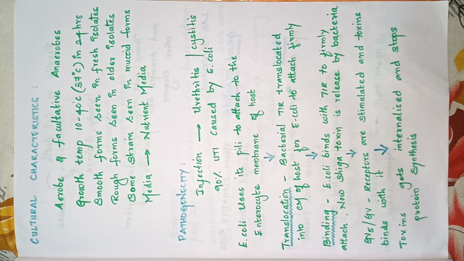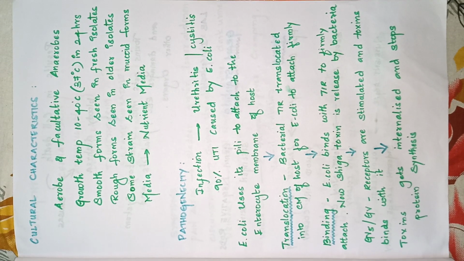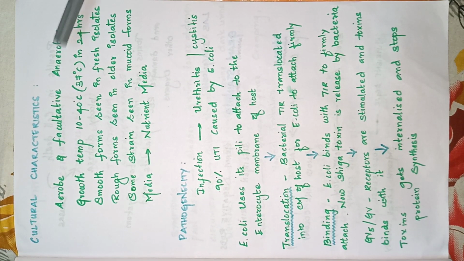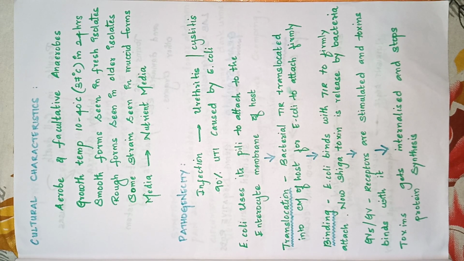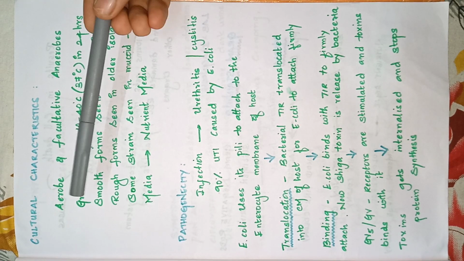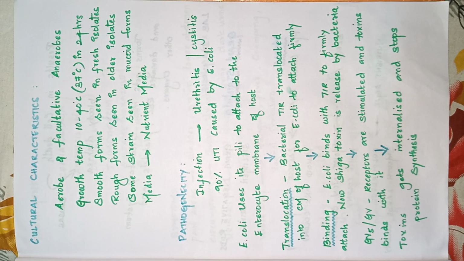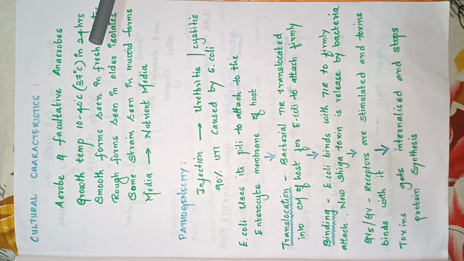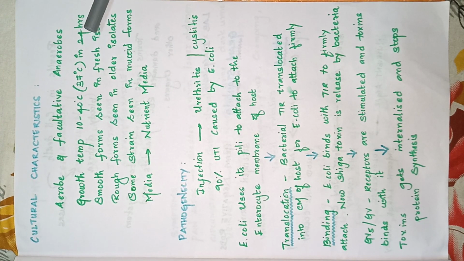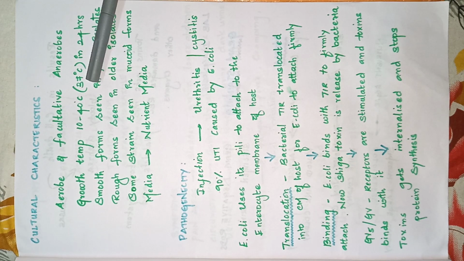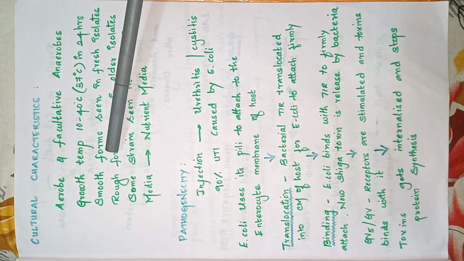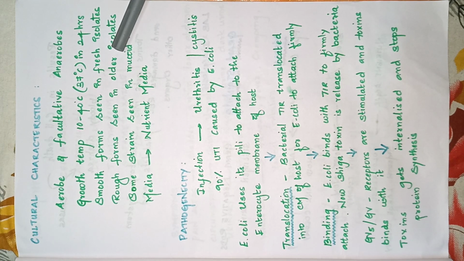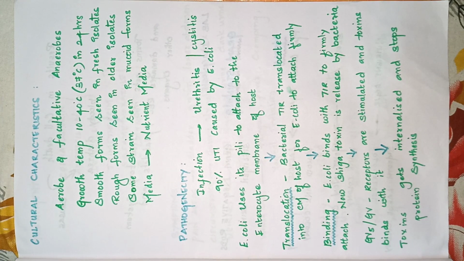Now let's see about the cultural characteristics of E. coli. It is aerobic and facultative anaerobic. So it grows well in the presence of oxygen as well as in the absence of oxygen. The growth temperature of E. coli will be 37 degrees Celsius in 24 hours. It needs 37 degrees Celsius for its growth, and in fresh isolates smooth forms will be seen, and in older isolates rough forms will be seen.